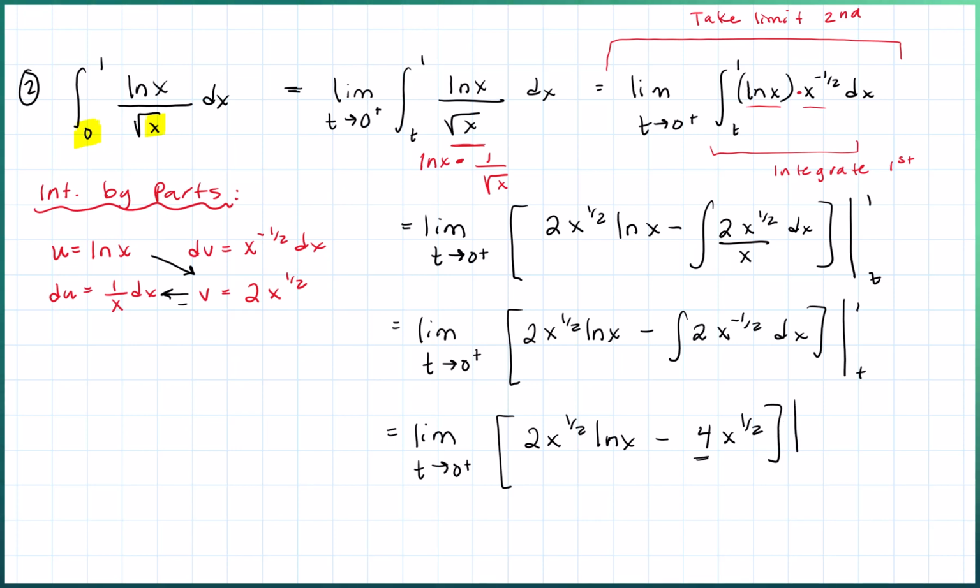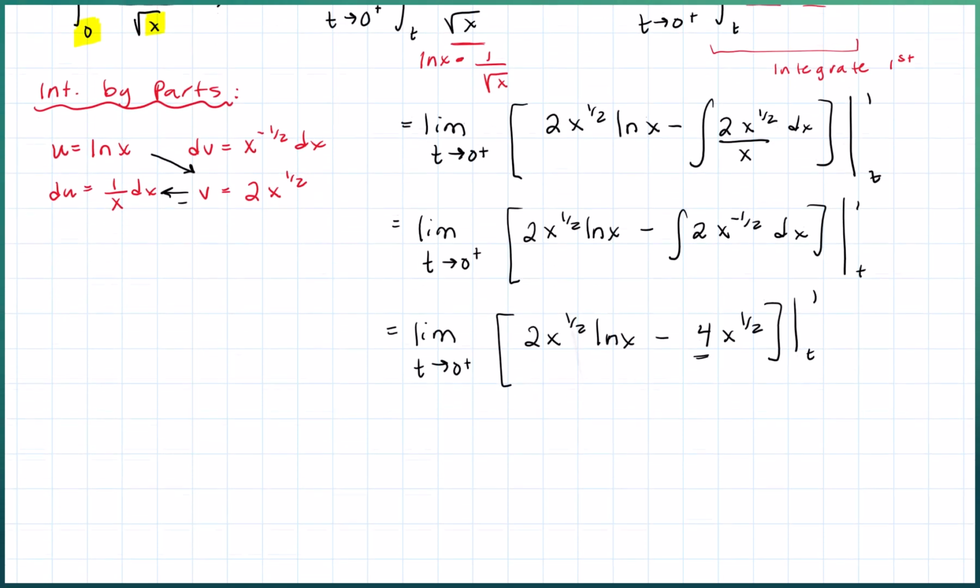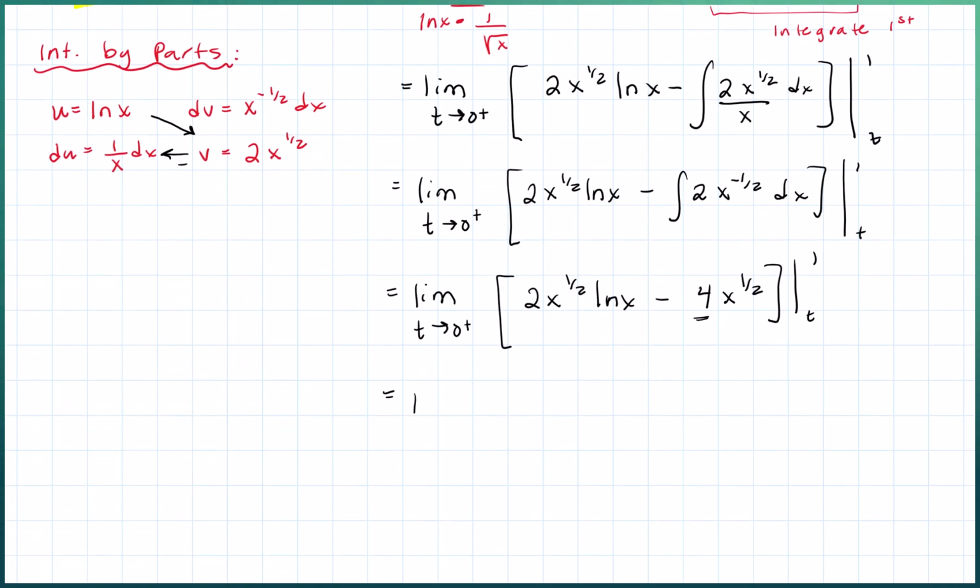Now I'm evaluating that from t to 1, and let's see what that ends up being. So then we've got the limit as t is approaching 0 from the right. When I plug in 1, I'm going to get 2 times the natural log of 1, so that's going to be 0, minus 4 times 1.